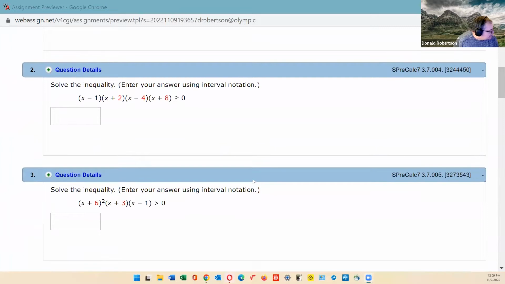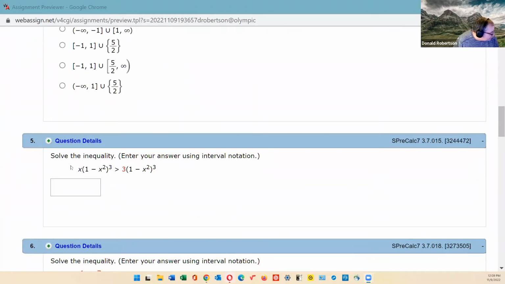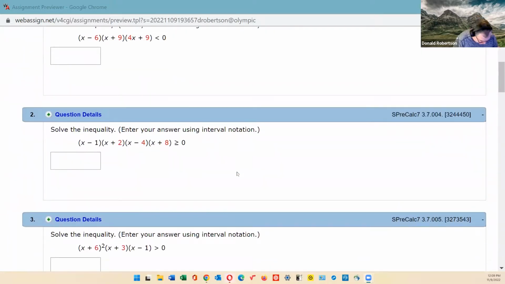So I'm going to pick question 2 and question 5 to just give you 2 more examples of polynomial inequalities. So this is my version of question 2, and let me switch over.